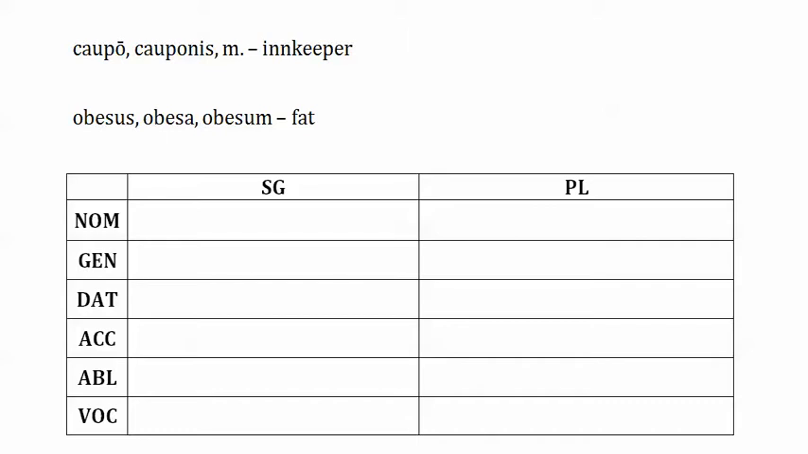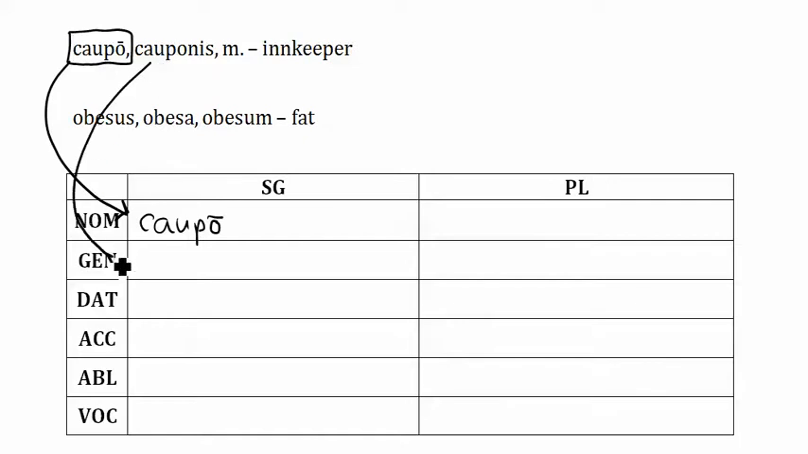Okay, I'm going to decline the fat innkeeper, caupo, cauponis, masculine, and obesus, obesa, obesum. I'm going to start with my noun, caupo. Very first thing I want to do is just copy my dictionary definition over here. The very first word is the nominative singular, so I'm going to write caupo right there. The next word is always the genitive singular. I'm going to write that in the box underneath, cauponis.